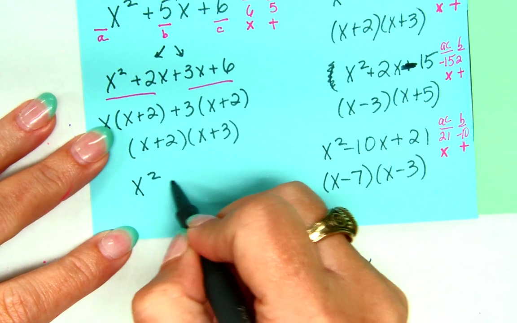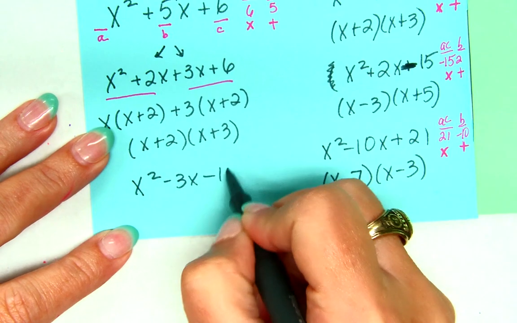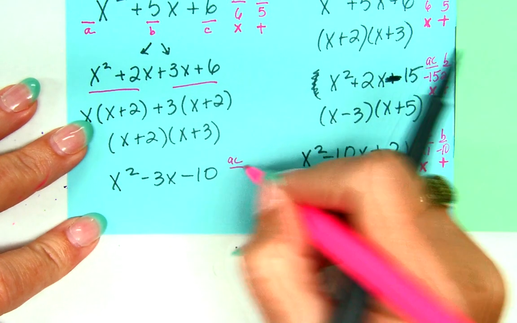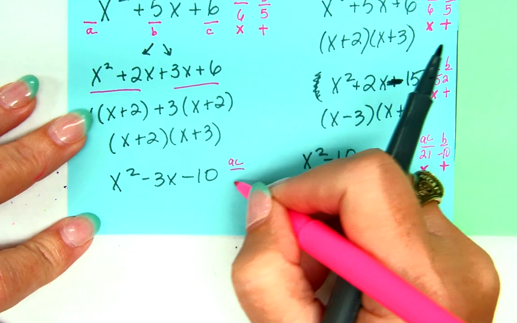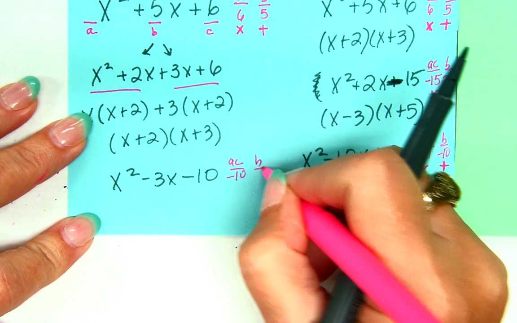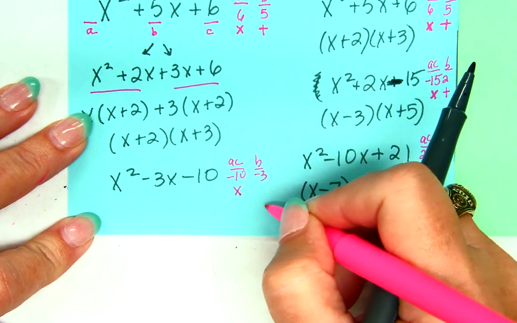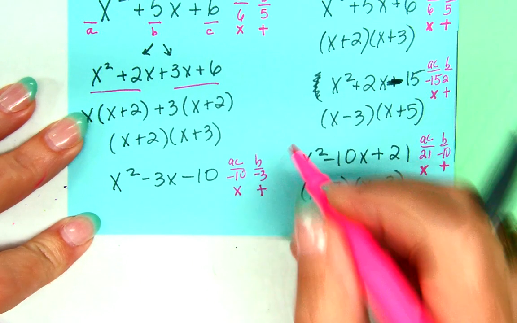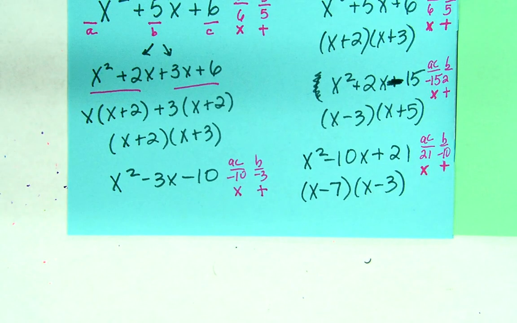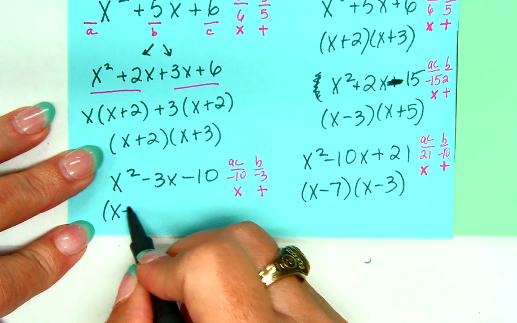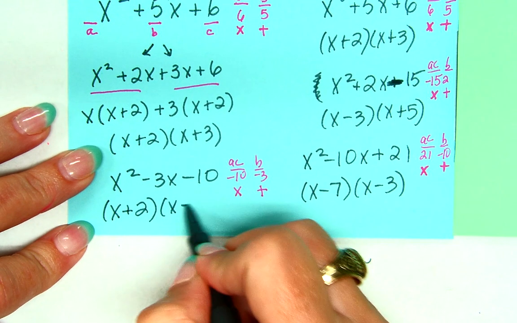Okay, one more example. X squared minus 3x minus 10. AC, negative 10, and B, negative 3. So what two numbers multiply to be negative 10 and add to be negative 3? Negative 5 and 2.